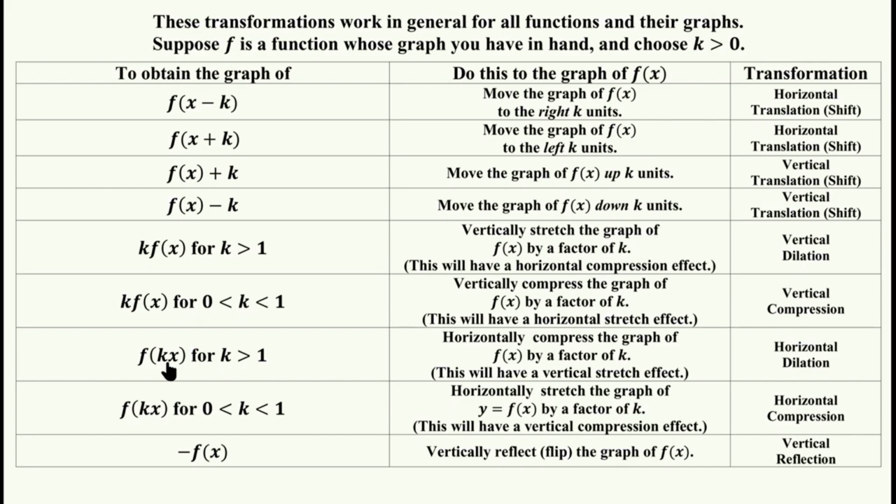For when you want to do a horizontal compression, you bring the change about by multiplying the input x by k, and that of course will be coupled with a vertical stretch, and that's for k greater than 1. When k is between 0 and 1, and you multiply it by the input x, you're going to get a horizontal stretch, which is a simultaneous vertical compression effect. And of course, if you just simply want to flip the graph of a function, just multiply it by -1. Next, we're going to try to solve some exponential equations.